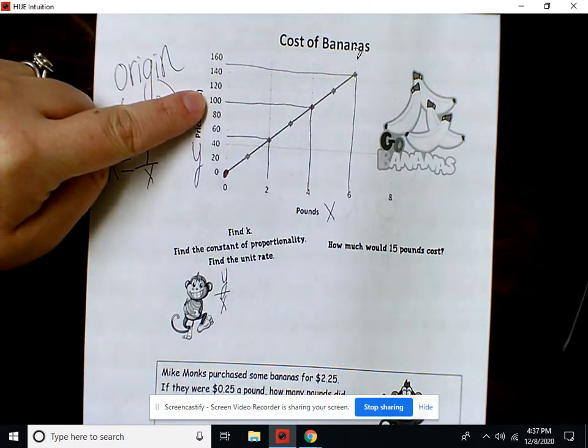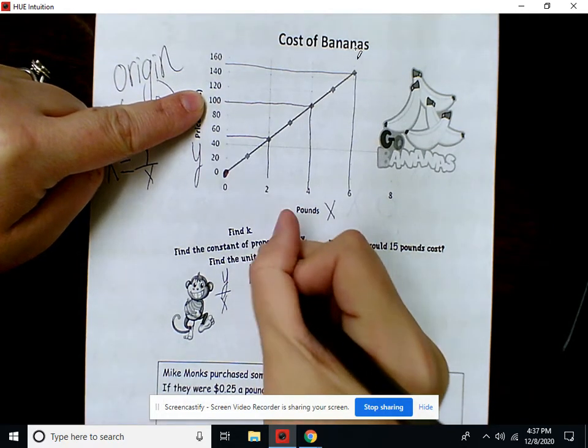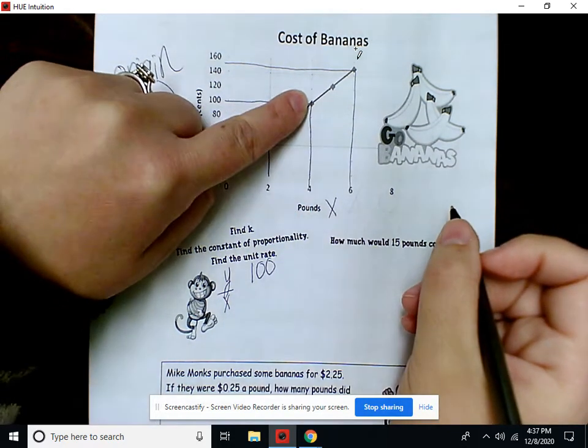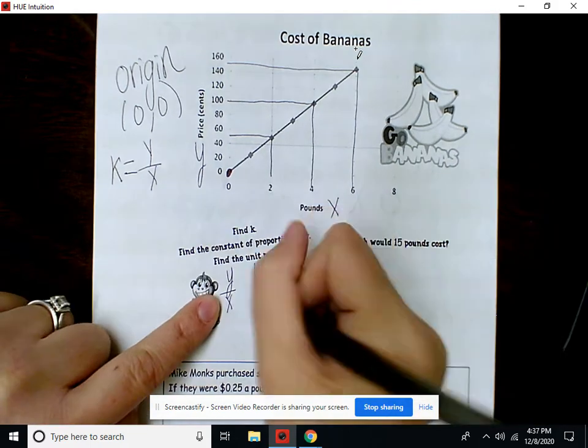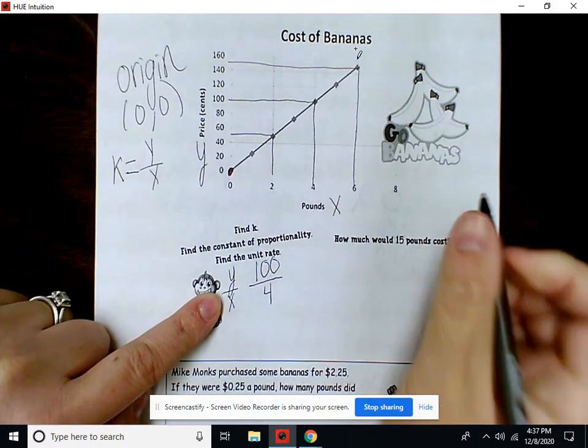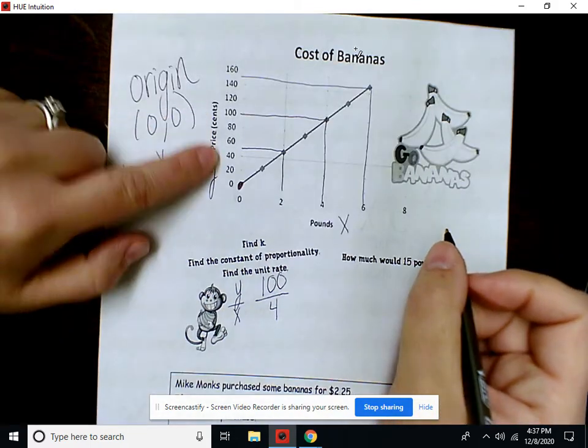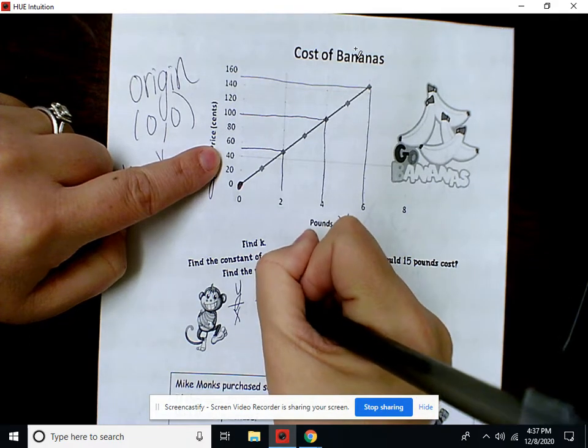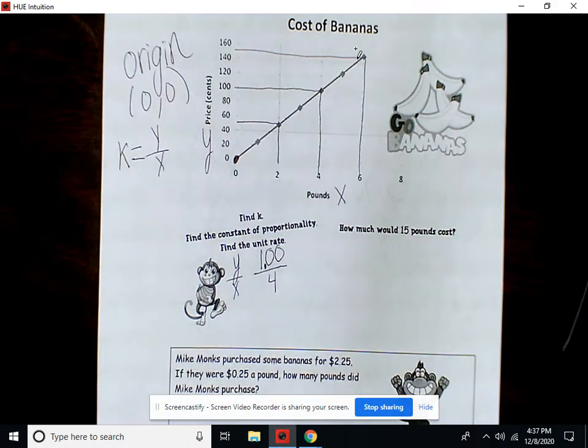So the 100 is on the y side. So that's going to go on top. And then the 4 is our x. So that's going to go on the bottom of our fraction. Oh, and this says cents, so 100 cents is $1. So we're going to put that decimal point between the 1 and the 0.